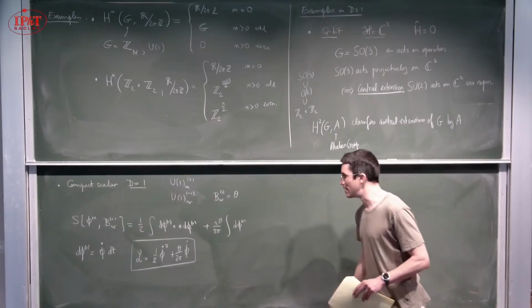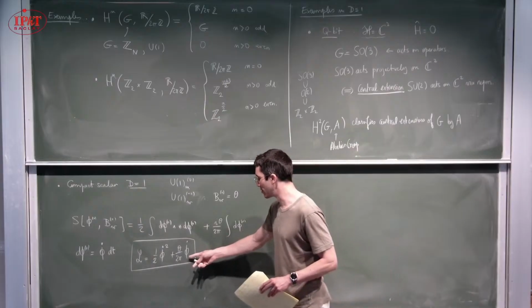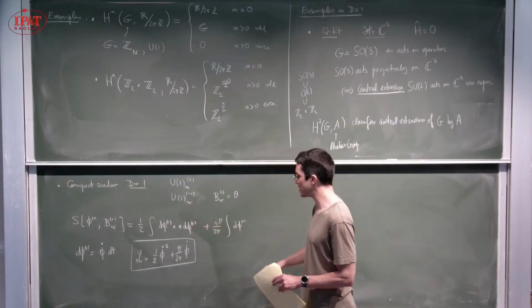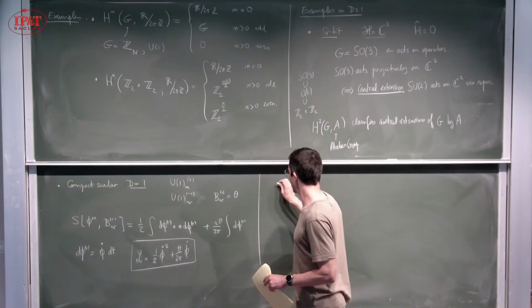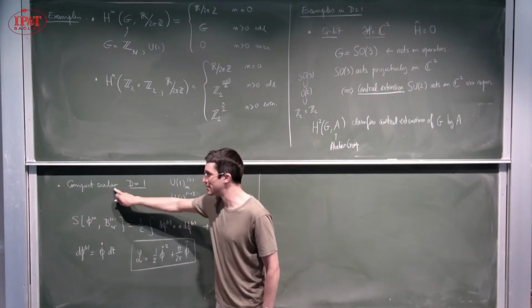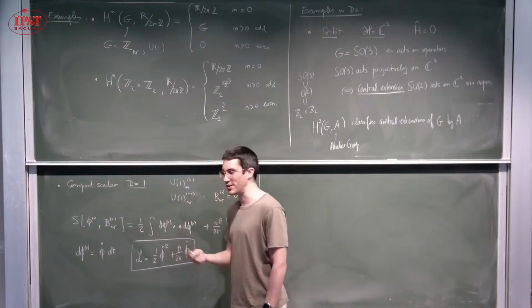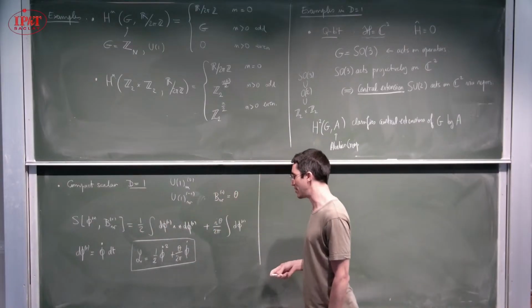And okay, now that you have the Lagrangian, you can go to the Hamiltonian formalism. And phi of course is still my compact scalar, so it's defined on a circle. Valued on a circle.